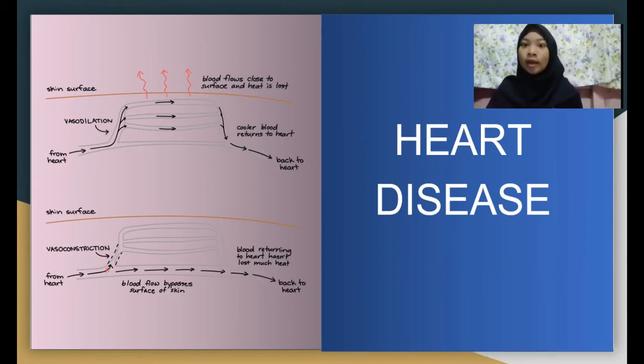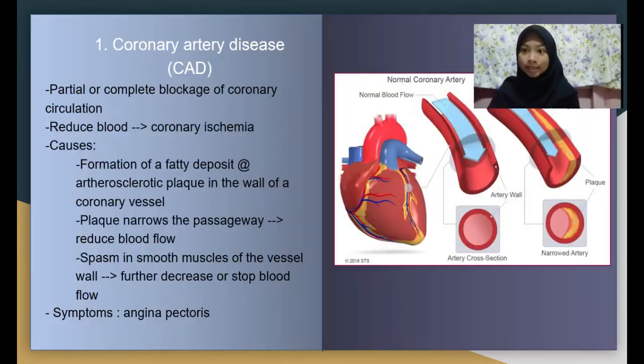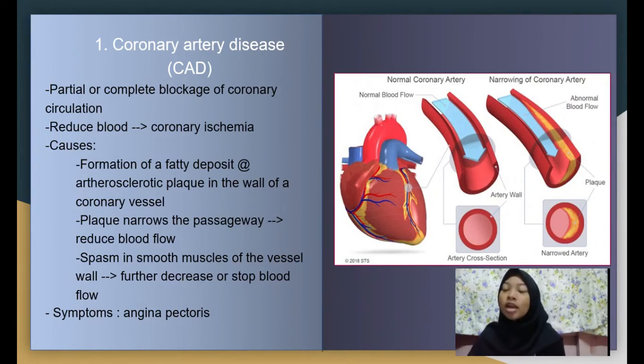Okay, so next I'm going to talk about cardiovascular related diseases. First, coronary artery disease. Coronary artery disease is a partial or complete blockage of coronary circulation. If the heart muscle cannot get enough blood because the coronary artery is too narrow, it can cause coronary ischemia. Causes of this disease are formation of a fatty deposit or atherosclerotic plaque in the wall of a coronary vessel. Plaque narrows the passageway, resulting in reduced blood flow. Spasm in smooth muscle of the vessel wall causes further decrease or stops the blood flow. The symptom is angina pectoris, which is a chest pain.